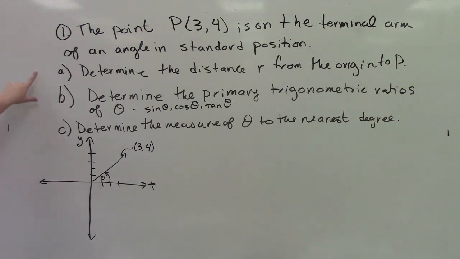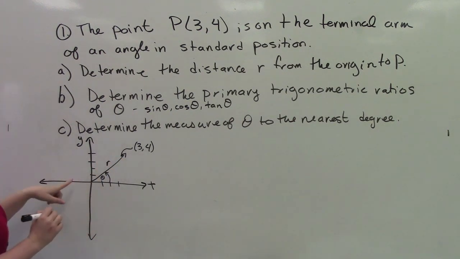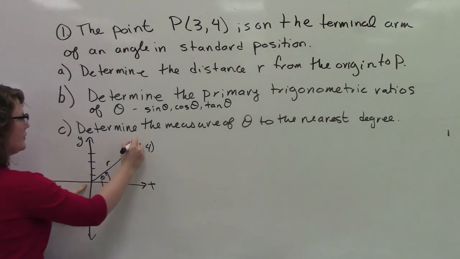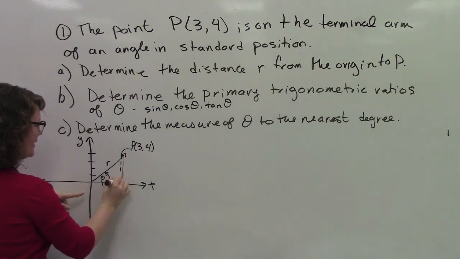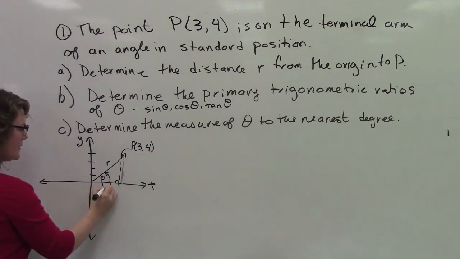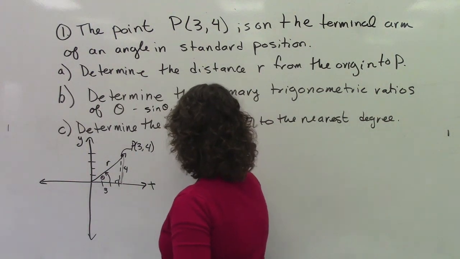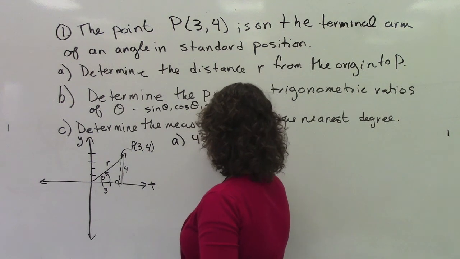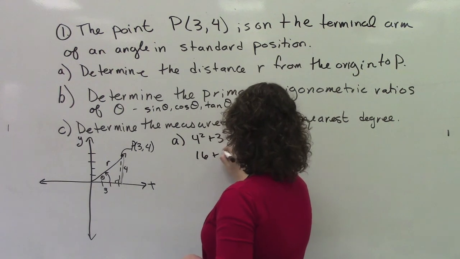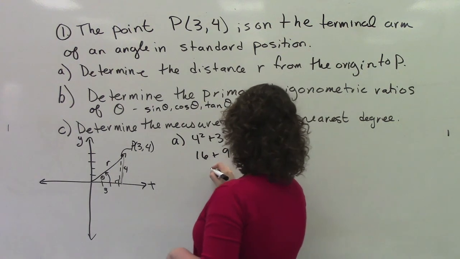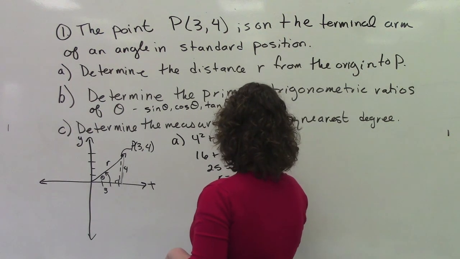All right, so first things first, determine the distance r. Okay, so this guy here is r, from the origin to point P, which I should have labeled here. Guys, we're just going to use the Pythagorean theorem. This is 3, this is 4. The way we find r is 4 squared plus 3 squared equals r squared. 16 plus 9 equals r squared. 25 equals r squared.